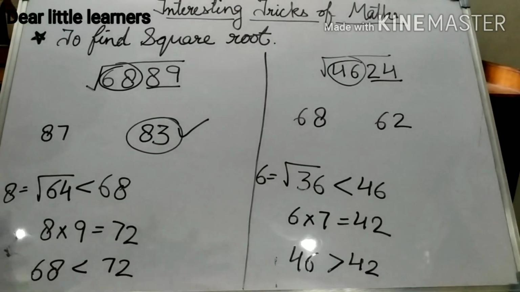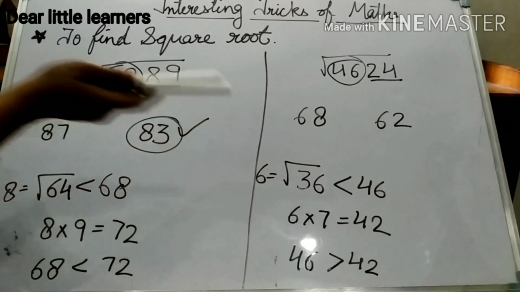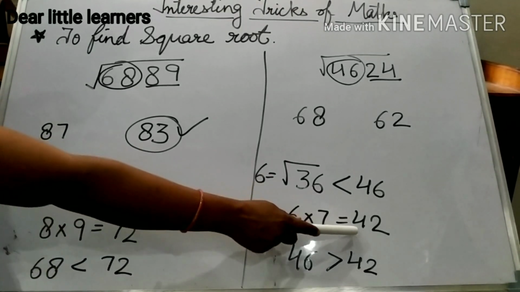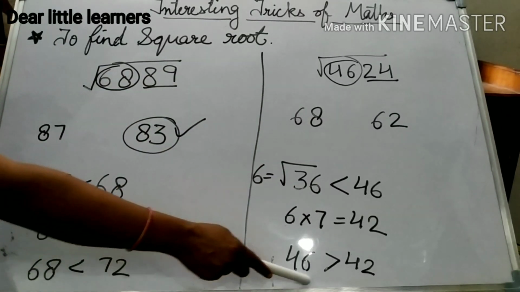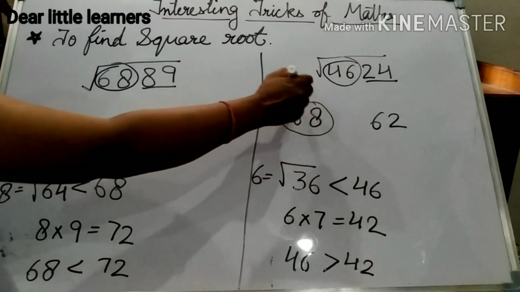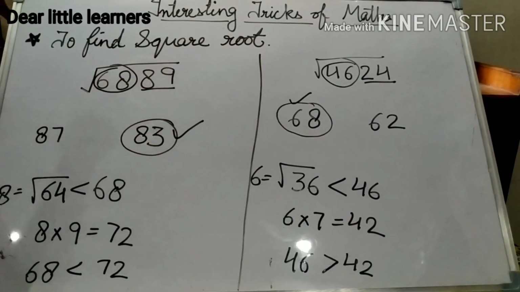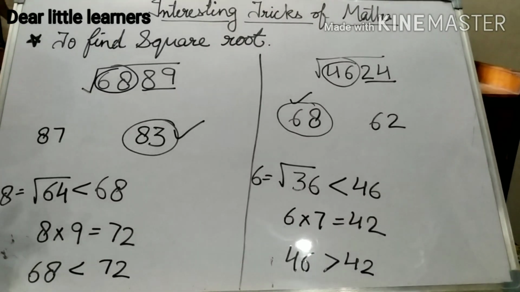Okay. Now the method of finding is that we have to multiply 6 by its next number. So 6 7s is 42. Now we will check that this 42 is less than 46. Okay. So here 46 is greater, that means this greater number is the correct answer. This 68 is the square root of 4624. So children, I hope you all have understood how to find out square root in this simple way.